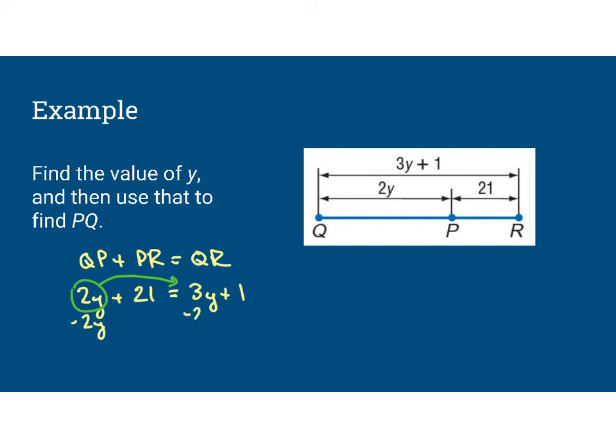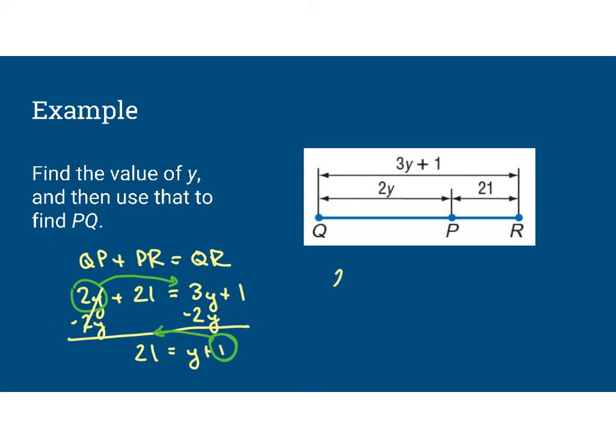And then to make sure the equation is balanced, I got to take it away from the other side. So I'm left with 21 equals y plus 1. That's awesome. I got a 1y now. But this 1 is in the way. I got to get that over to the other side.